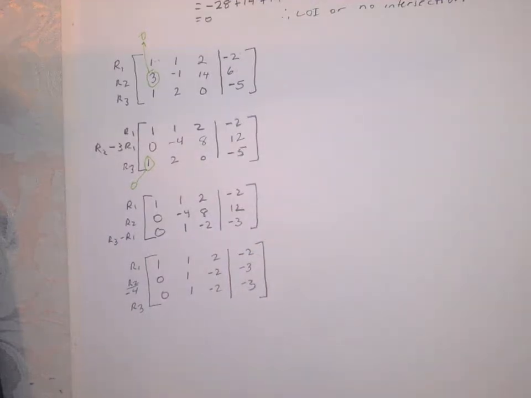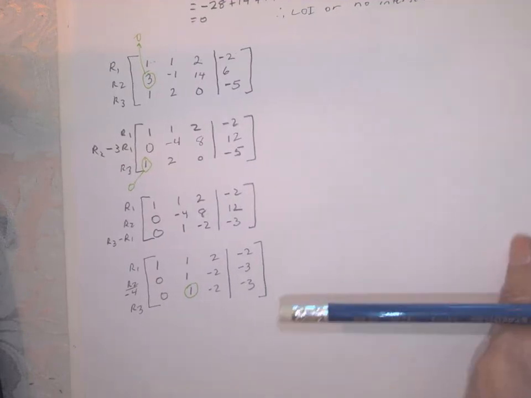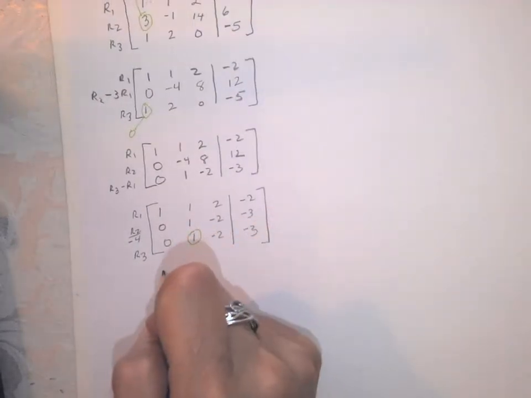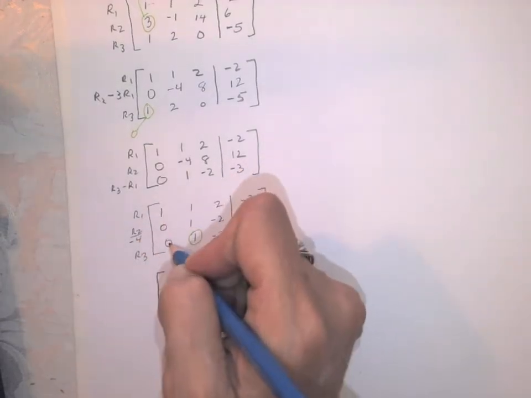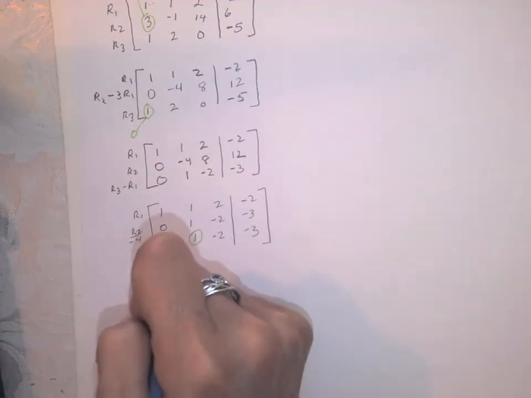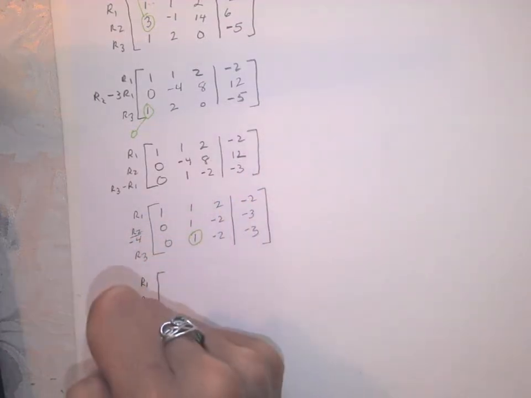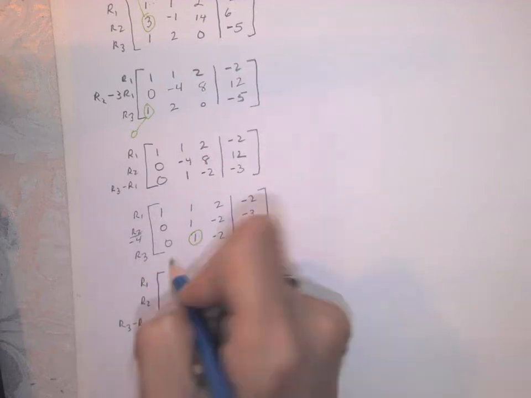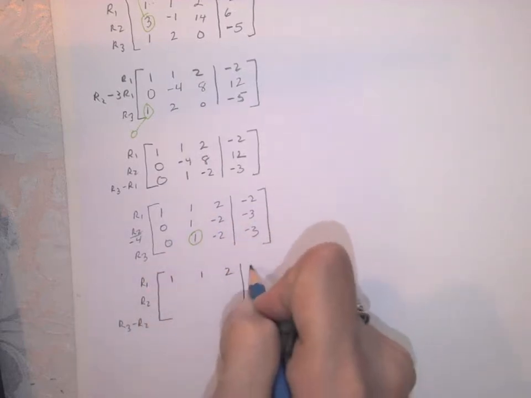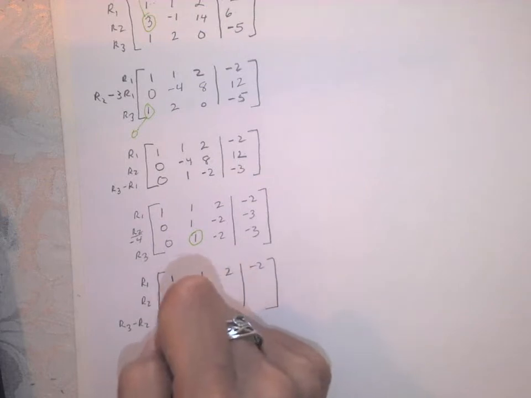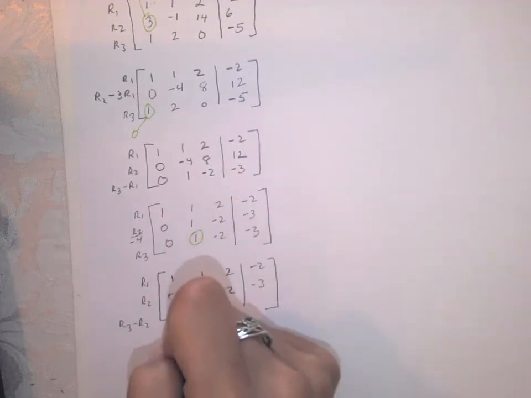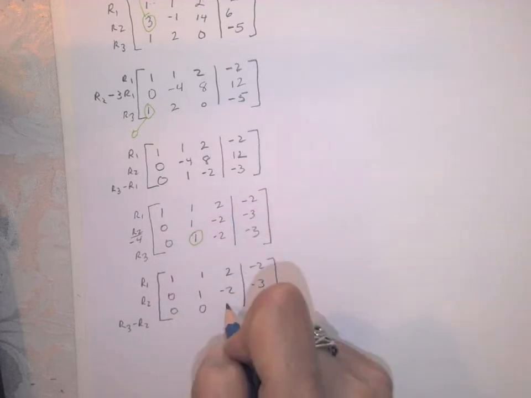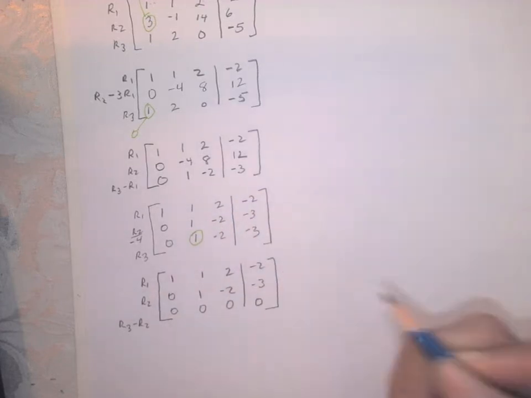And now I'm going to go ahead and get my 0 here. I can only use row 2 and row 3 for that, because if I use row 1, I'm going to get rid of the 0 that I already have there. So I'm going to do row 3 minus row 2. 0 minus 0 is 0, 1 minus 1 is 0, -2 minus -2 is 0, and -3 minus -3 is 0.